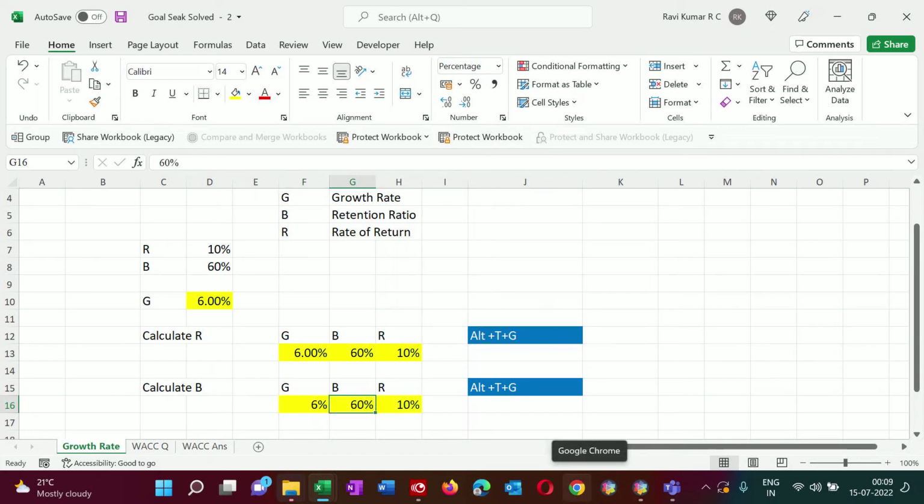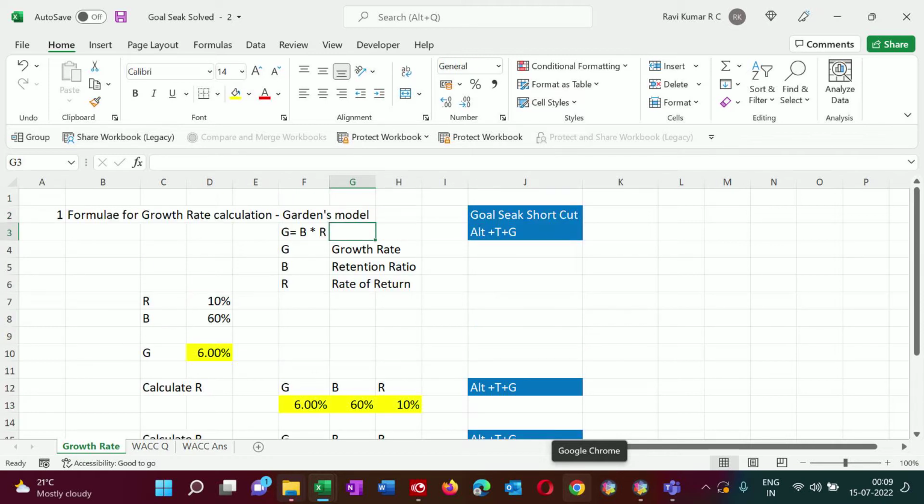So what I'm achieving by doing this is, I need not remember three formulas. I have to just remember one formula. If I remember one formula, I can calculate all the items in that formula by using the goal seek. That is the beauty of this goal seek.